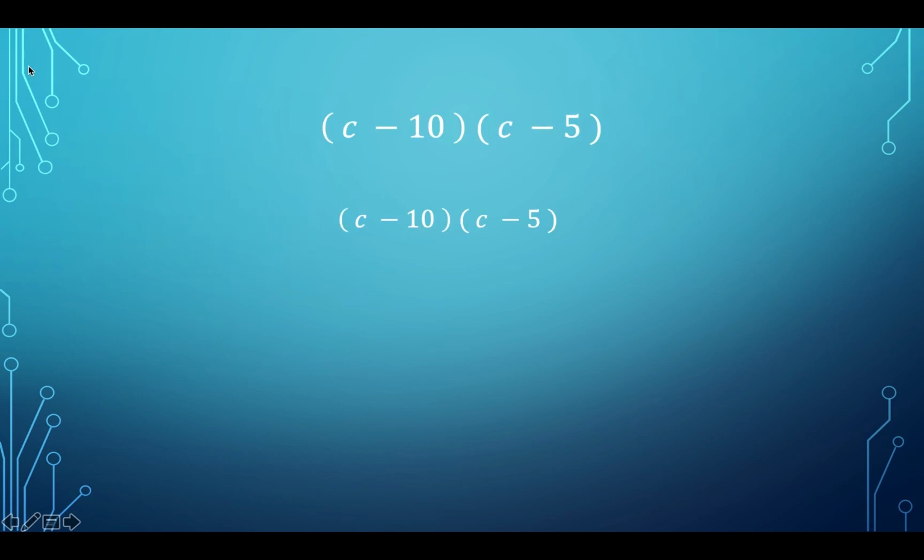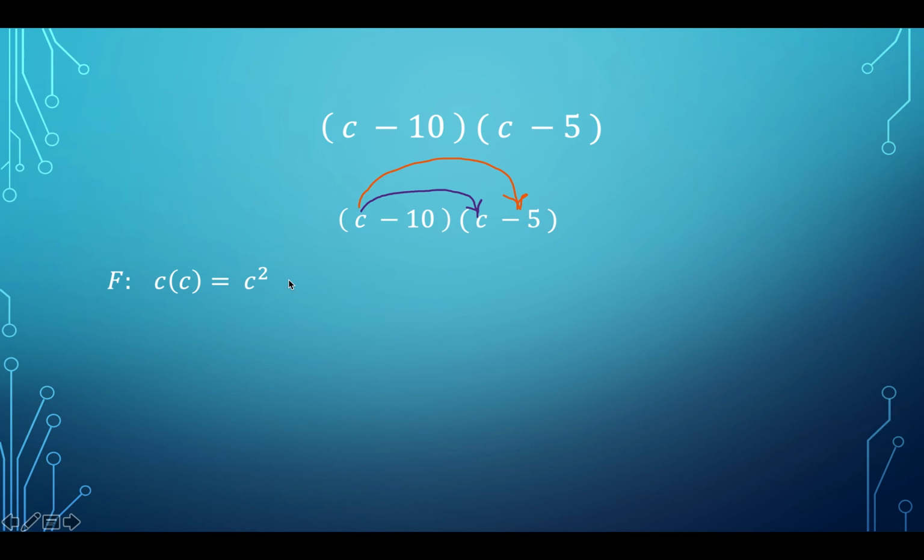So let's practice this example. We have C minus 10 times C minus 5. Now the way we do it is we're going to multiply the first terms together. So we're going to multiply C times C. C times C gives us C squared, because remember when we multiply variables together, with exponents, we add those exponents together. So this is 1 and this is 1. 1 plus 1 gives us 2. So C times C gives us C squared.